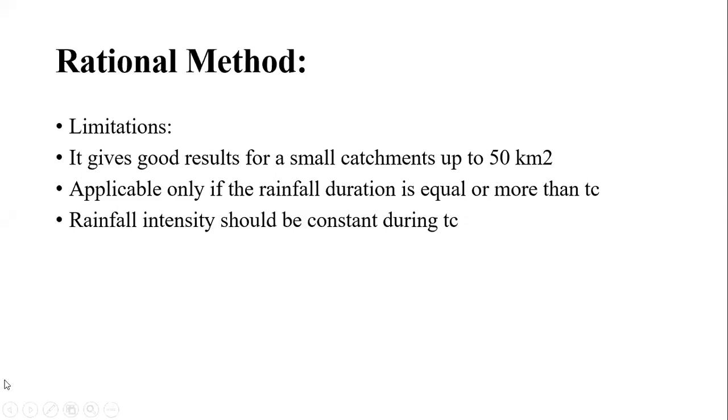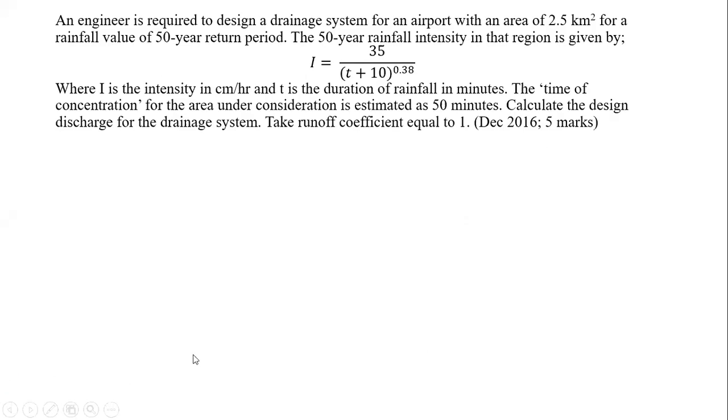So those are the limitations, we can say. Now we'll see the examples of that. This is the example which was asked in December 16 in our university examination for 5 marks. Okay, I will read the statement. An engineer is required to design a drainage system for an airport with an area of 2.5 square kilometer for a rainfall value of a 50-year return period.